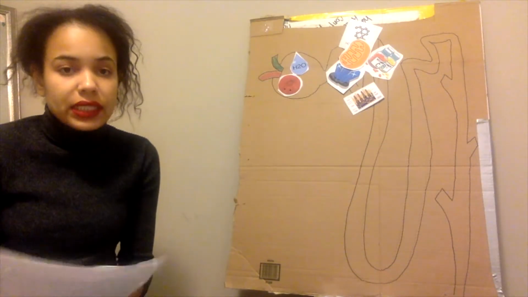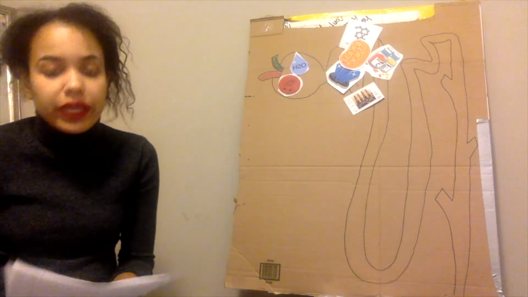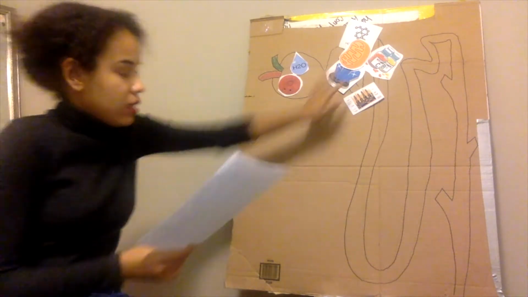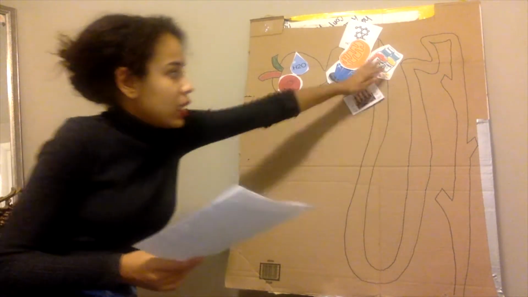Now we are on the last step, which is called osmoregulation. Osmoregulation occurs in the loop of Henle in the medulla of the kidney. And here's the loop of Henle.